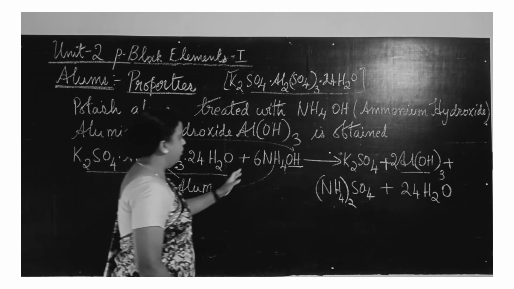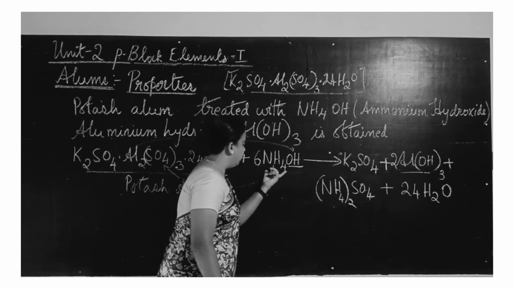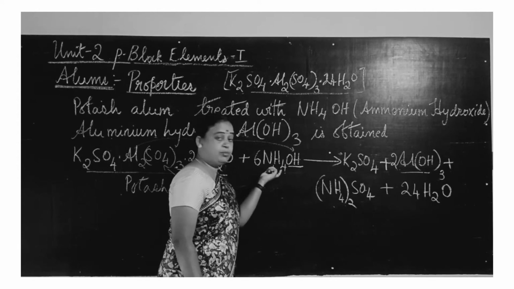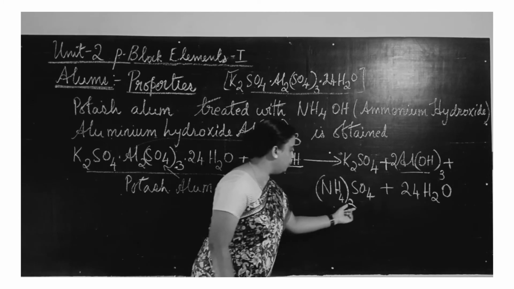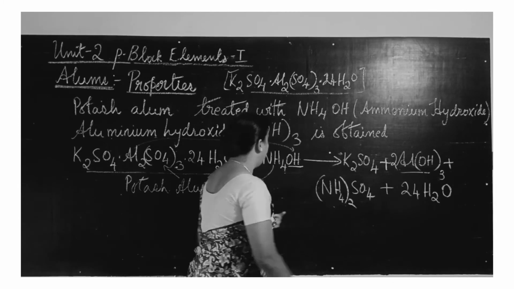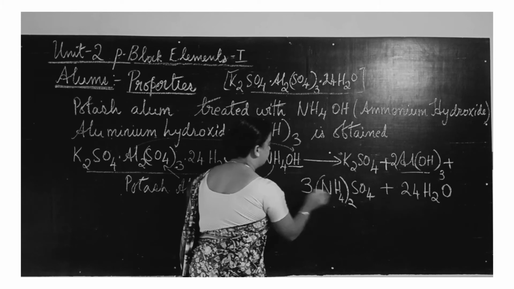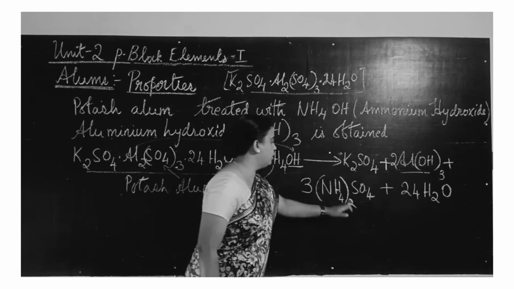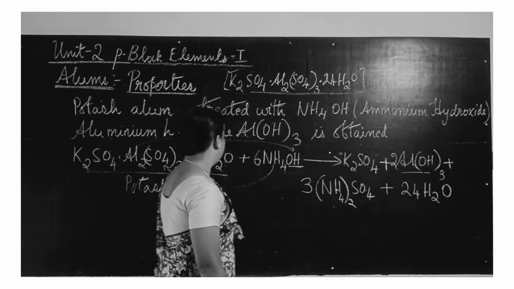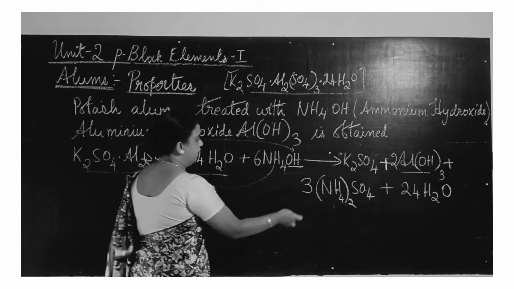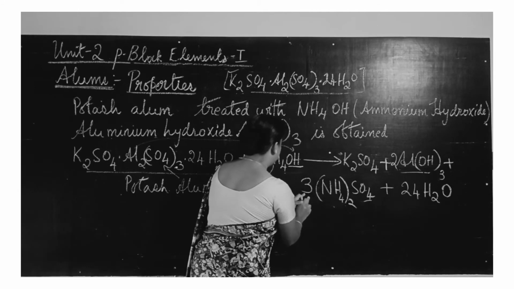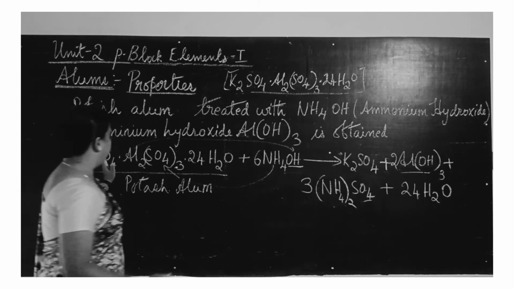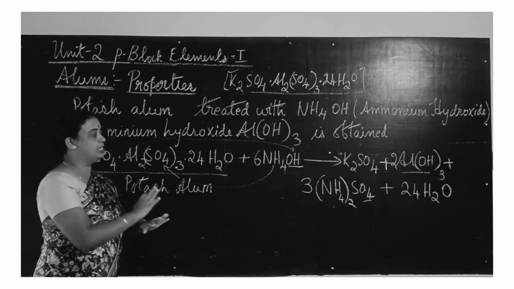Now when I put 6 here, how many ammonium? 6 ammonium, 6 NH4. Whereas here only 2 NH4. So I put 3 here. So 3 2s are 6. So 6 NH4 is balanced on both sides. Now sulfate, 3 sulfate is there on the right hand side. On the left hand side also 3 sulfate is there, so it's balanced.